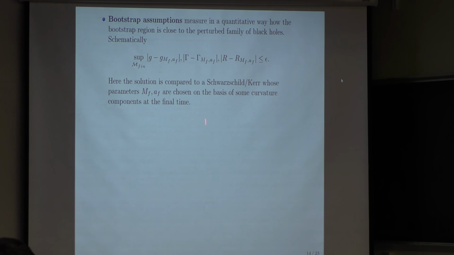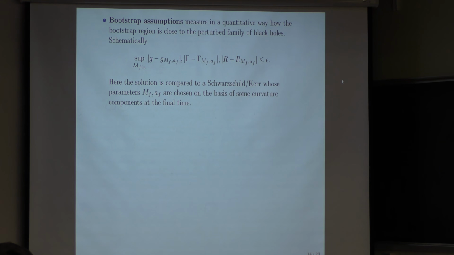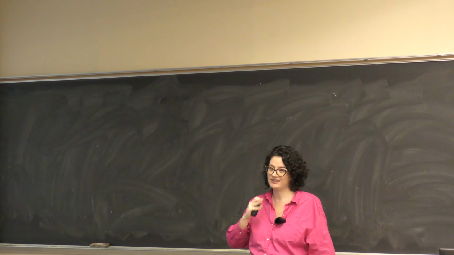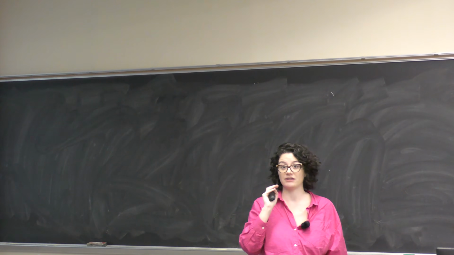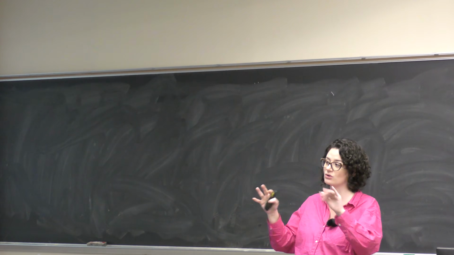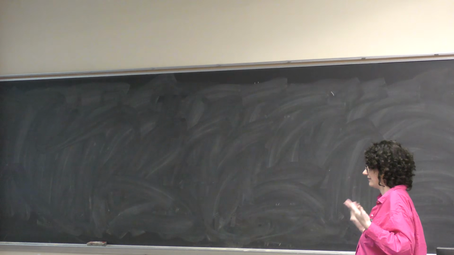And here the solution is compared to what? It's not compared to the one I started with, but to the one I think I will converge to. And what does "I think I will" mean? It means I have to find a way of parameterizing these two parameters so that at the end I'm converging to the right one. And it's very important that this is done geometrically, because it has to come out of the evolution. You cannot know it from the initial time.